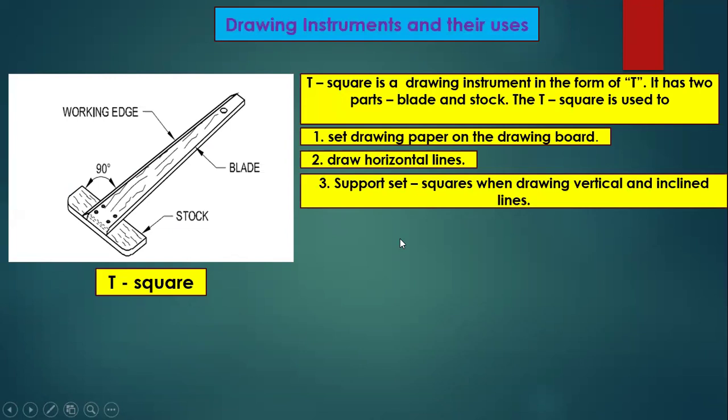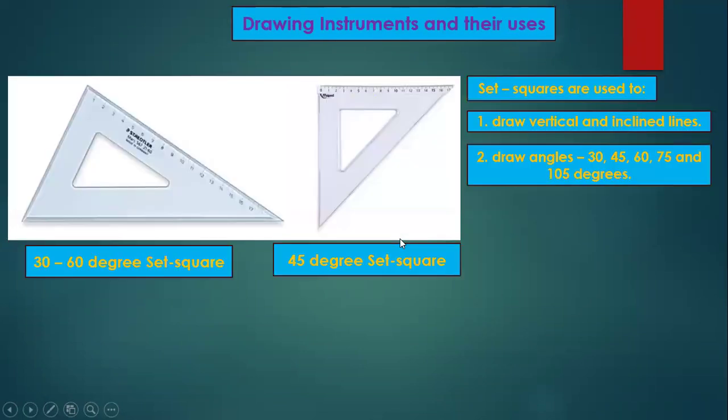Then let's look at the next instrument, that is, set squares. The set squares that we use in technical drawing are of 3 types. We have the one that is called the 30 to 60 degree set square. Then we also have the 45 degree set square. The next one, you will see it in the next diagram.